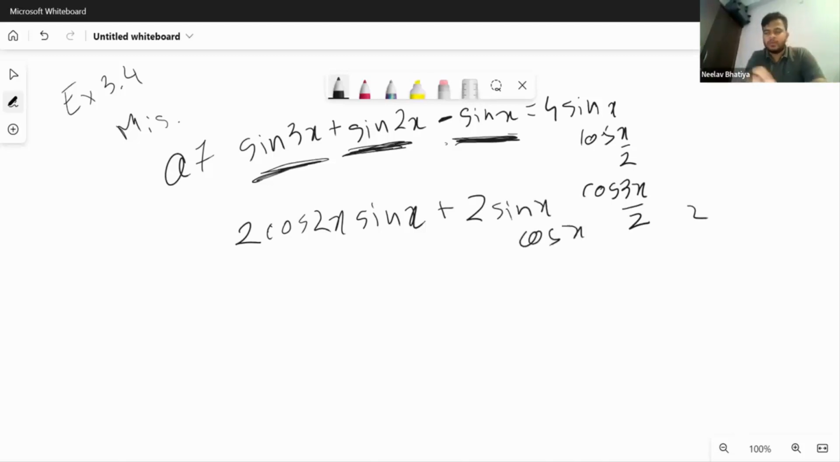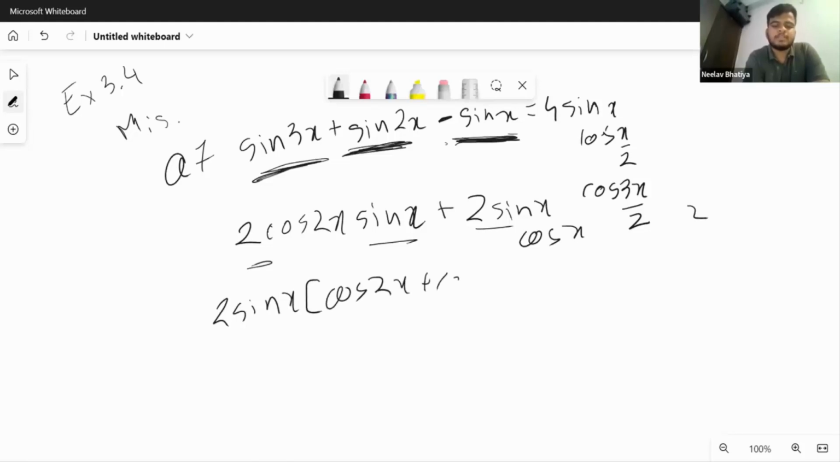Do you remember this formula? This was a formula that we studied a long time ago, right? But this is the thing: you need to remember all these formulas if you're going to solve these questions efficiently, right? Take 2 sin x out common. So what we get right here is 2 times sin x common, times cos 2x plus cos x, correct?